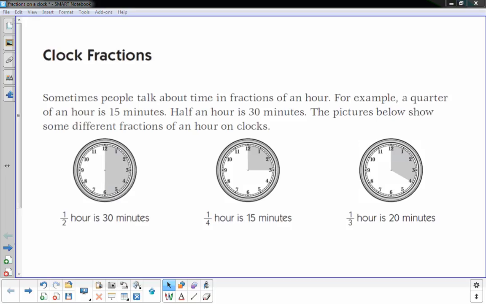Sometimes people talk about time in fractions of an hour. For example, a quarter of an hour is 15 minutes. Half an hour is 30 minutes. The pictures below show some different fractions of an hour on clocks. So the first one says half hour is 30 minutes, and it's shaded in to show you a visual that half an hour is 30 minutes on a clock. The clock in the middle is shaded in, 1/4 of it is shaded in, and that represents 15 minutes.